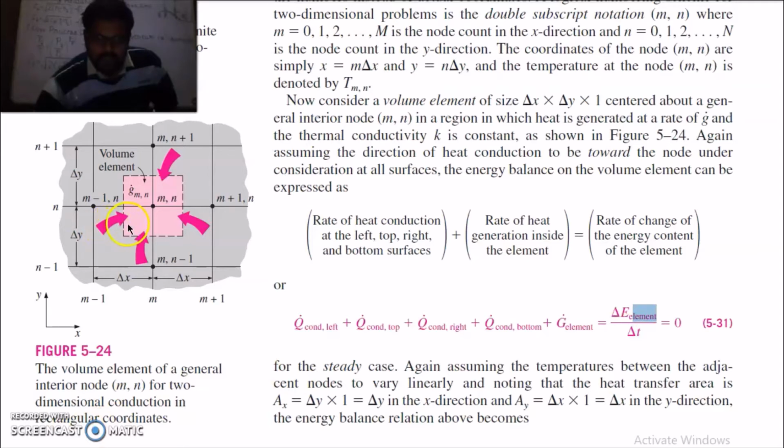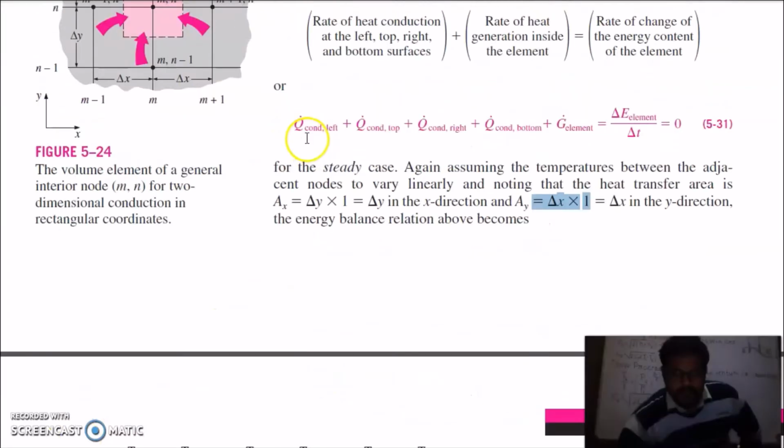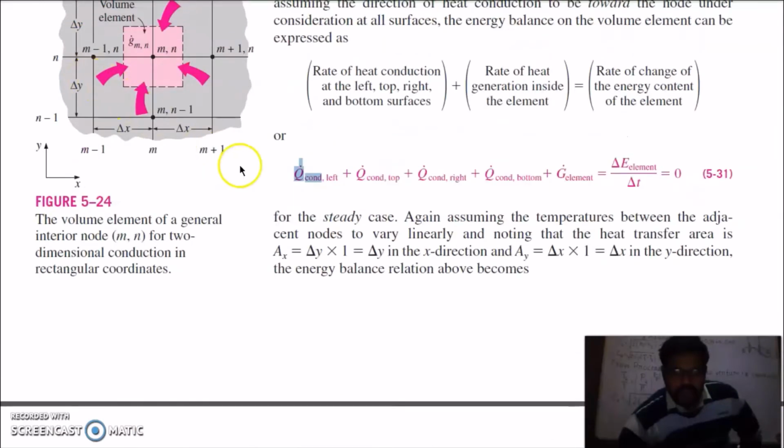Now for the heat transfer in this direction, the x direction, you have to take the area Ax, which is del y times unit depth, del z, and for the heat transfer in the y direction, you have to take this area, which is del x times 1, so del x times unit depth. So when you take the heat transfer from the left side, you will take this node and this node and this node.